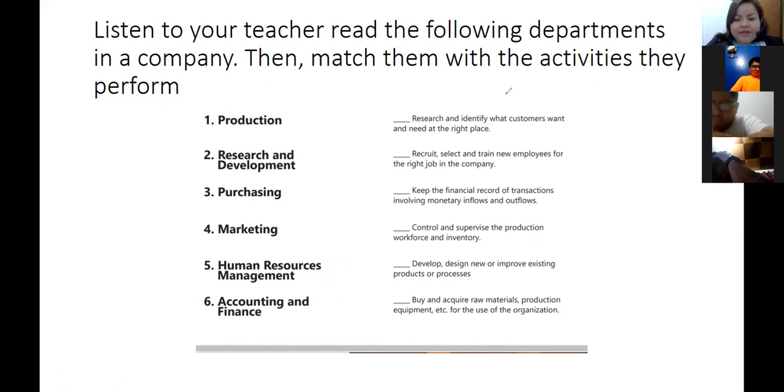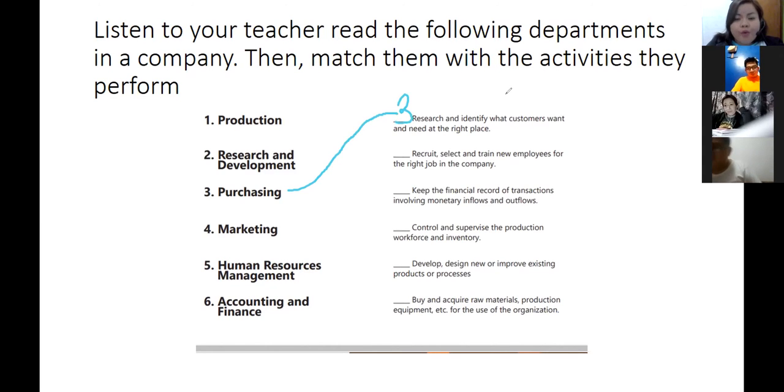Purchasing, research and identify what customer want and need at the right place. Okay, so this is what you have. Number three. What do you think, people? Is that purchasing? No. What is number three? Number three, buy raw materials, production, equipment, etcétera, no sé cómo se dice en inglés. Mariela le va a decir. For the use of the organization. Number three.